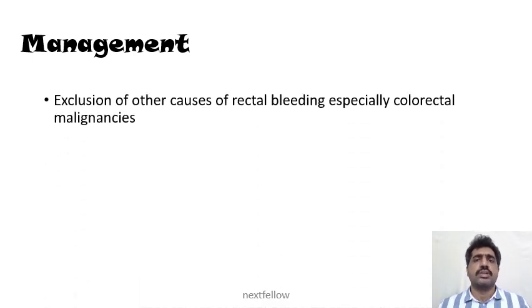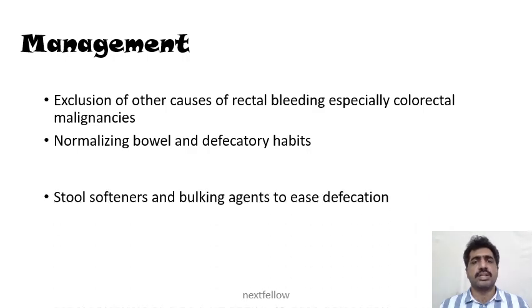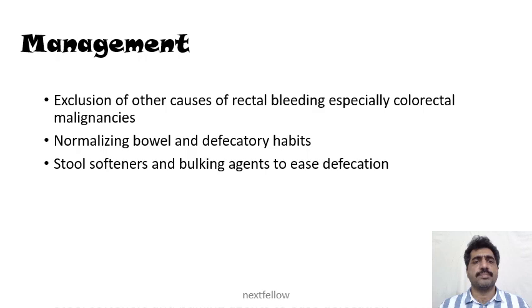Management of hemorrhoids. The first and foremost, the most important thing is we have to exclude other causes of rectal bleeding, especially colorectal malignancies. And then we have to help with behavioral therapies. That is, ask the patient to avoid straining and limit the time in the toilet. And we can use stool softeners and bulking agents to help in defecation.